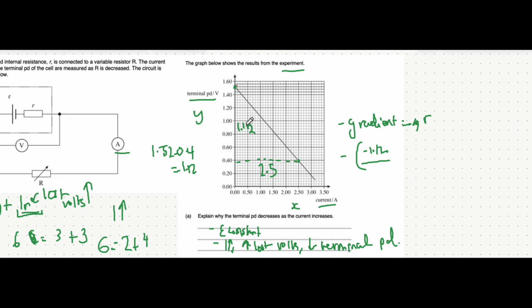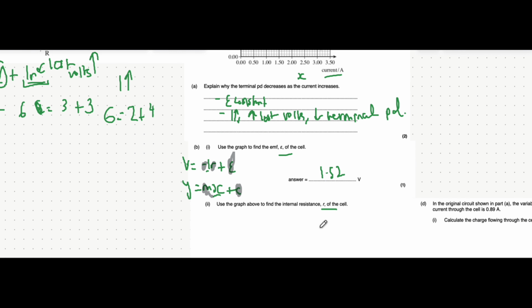Sorry about that, my handwriting's awful today. All divided by the change in current, which is 2.5, gives us the internal resistance. I'm just going to quickly do that on my calculator. So that's 1.12 divided by 2.5. That's equal to 0.448. Perfect. So that's the internal resistance of the cell.